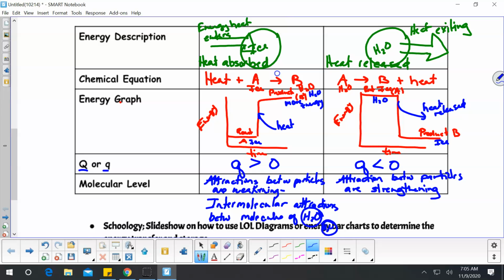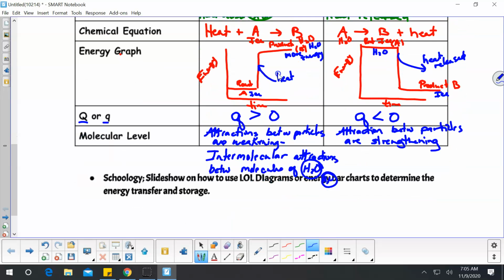So that would be intermolecular attractions getting stronger. Now, I want to make a difference between these two. There's also intramolecular. This would be the attractions between hydrogen and oxygen.